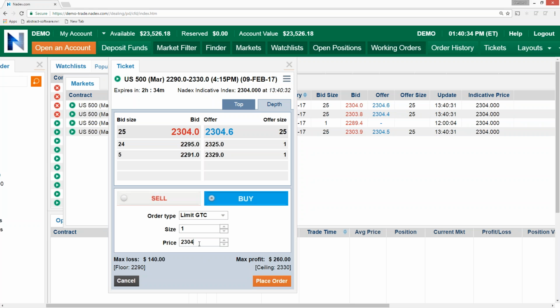Because if I get into this at 2304 and we rally another 10 points to the upside, then what is my profit on that? I've made $100 and I can get out of the spread. Just like I don't need to hold this to 2290 if we sell off. Maybe the market pulls back and I'm able to get out of these a little bit lower. And what is the value of the spread here?